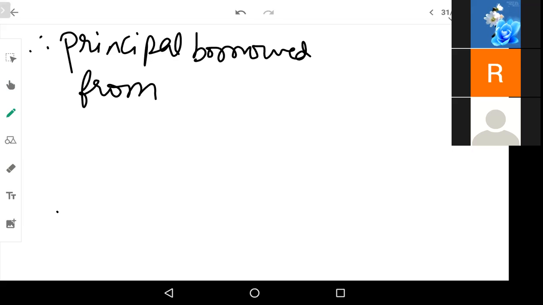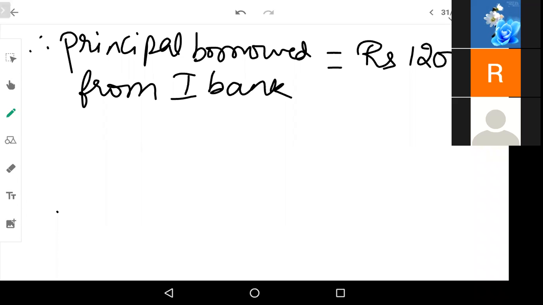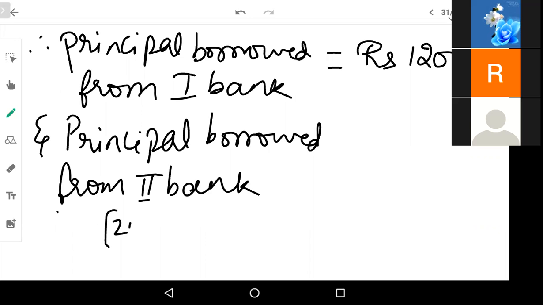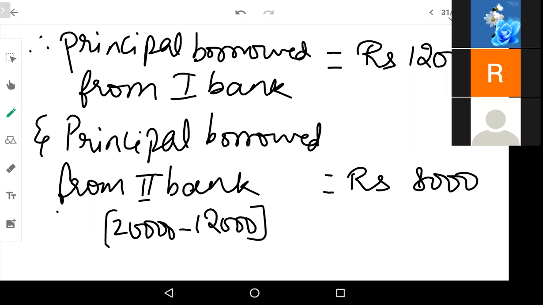therefore, principal borrowed from first bank is rupees 12,000 and principal borrowed from second bank, that is 20,000 minus 12,000, which is rupees 8,000. So this is the required answer.